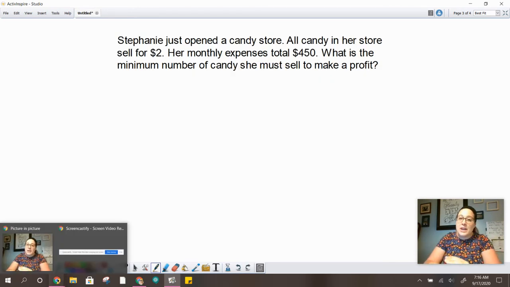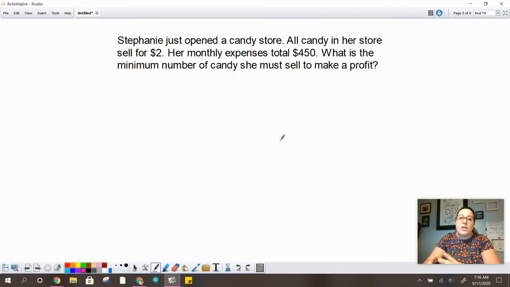So Stephanie just opened a candy store. All the candy in her store sells for $2. Her monthly expenses total $450. What's the minimum number of candy she must sell to make a profit?